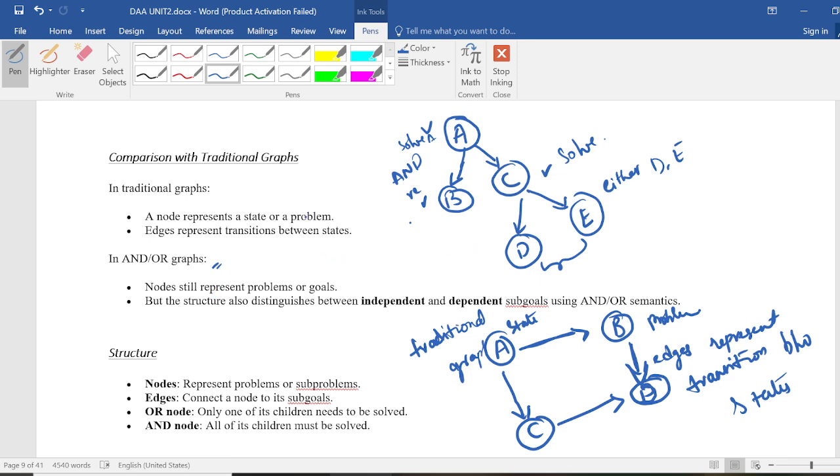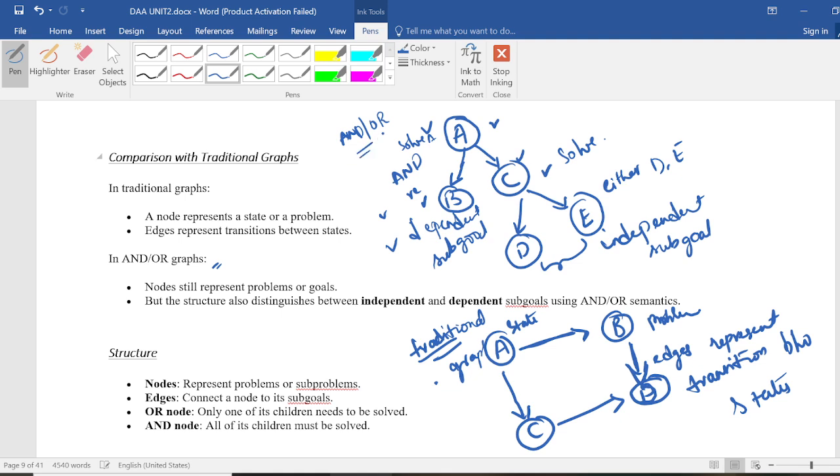In and or graphs, nodes still represent problems or goals, but the structure is different. Here we have independent and dependent sub goals. Because to solve A, B should be solved, this is a dependent sub goal. To solve C, either D or E would do, so this is an independent sub goal. This is the major difference between a traditional graph and an and or graph.